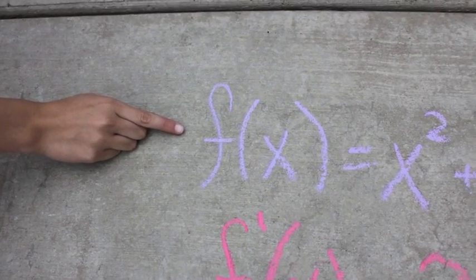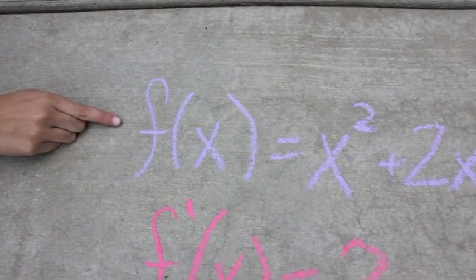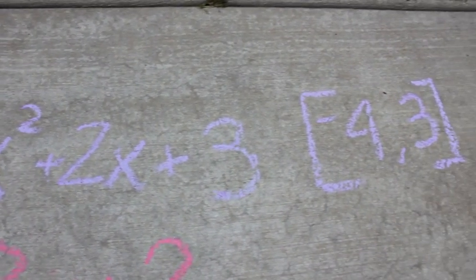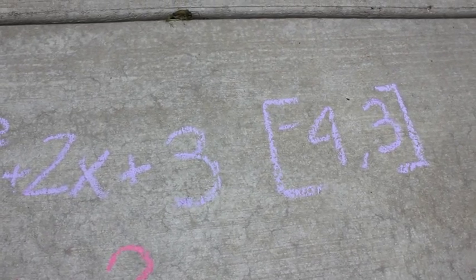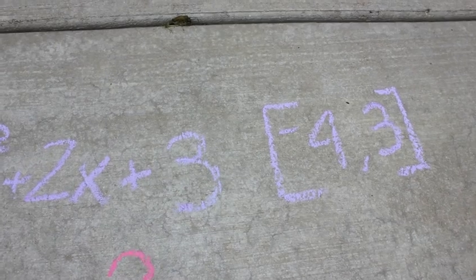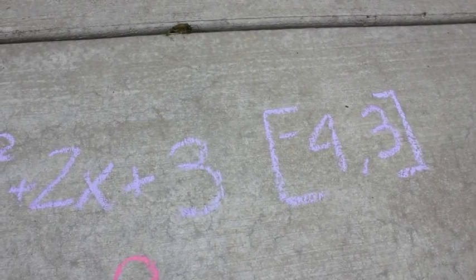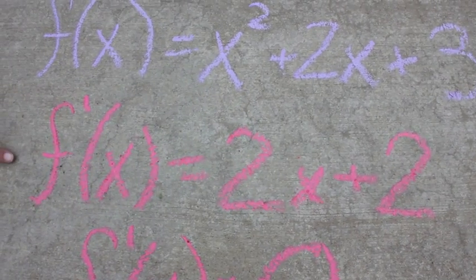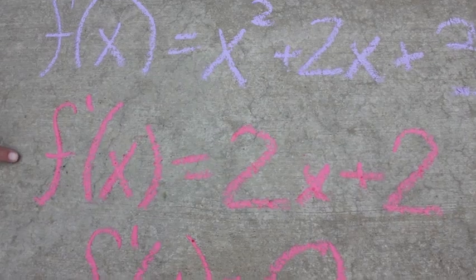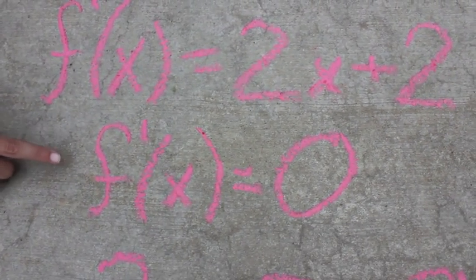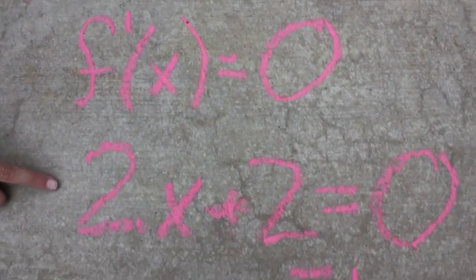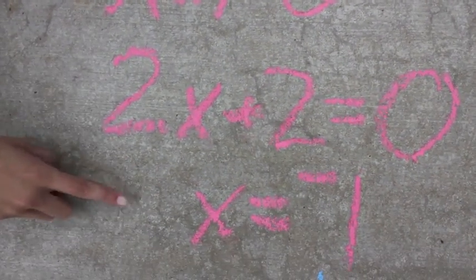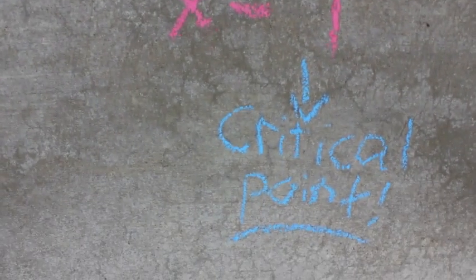Today we are learning about mins and maxes. Our function is f of x equals x squared plus 2x plus 3, and it is bounded by the interval [-4, 3]. Remember, because these are brackets, we're including the x values -4 and 3. Our first step is to take the first derivative. By doing this, we get 2x plus 2. Next, we set the first derivative equal to 0. This means we get 2x plus 2 equals 0, and x equals -1. This is what we call a critical point.